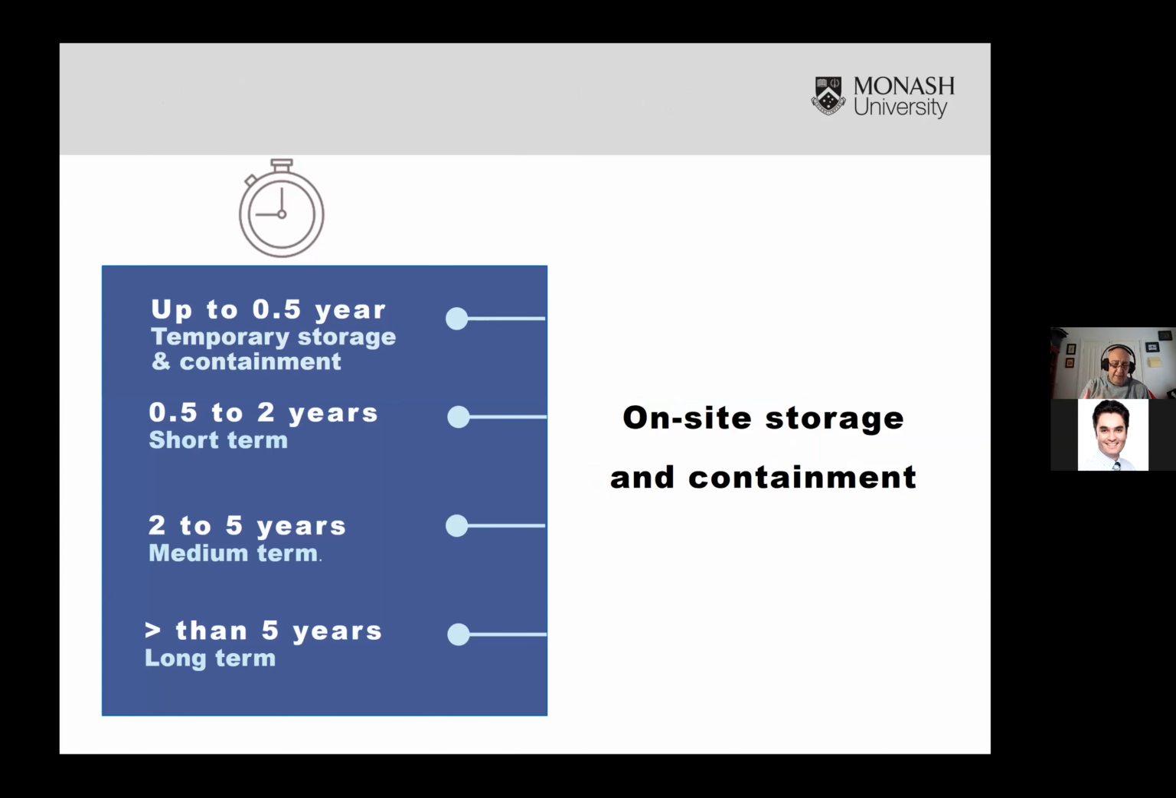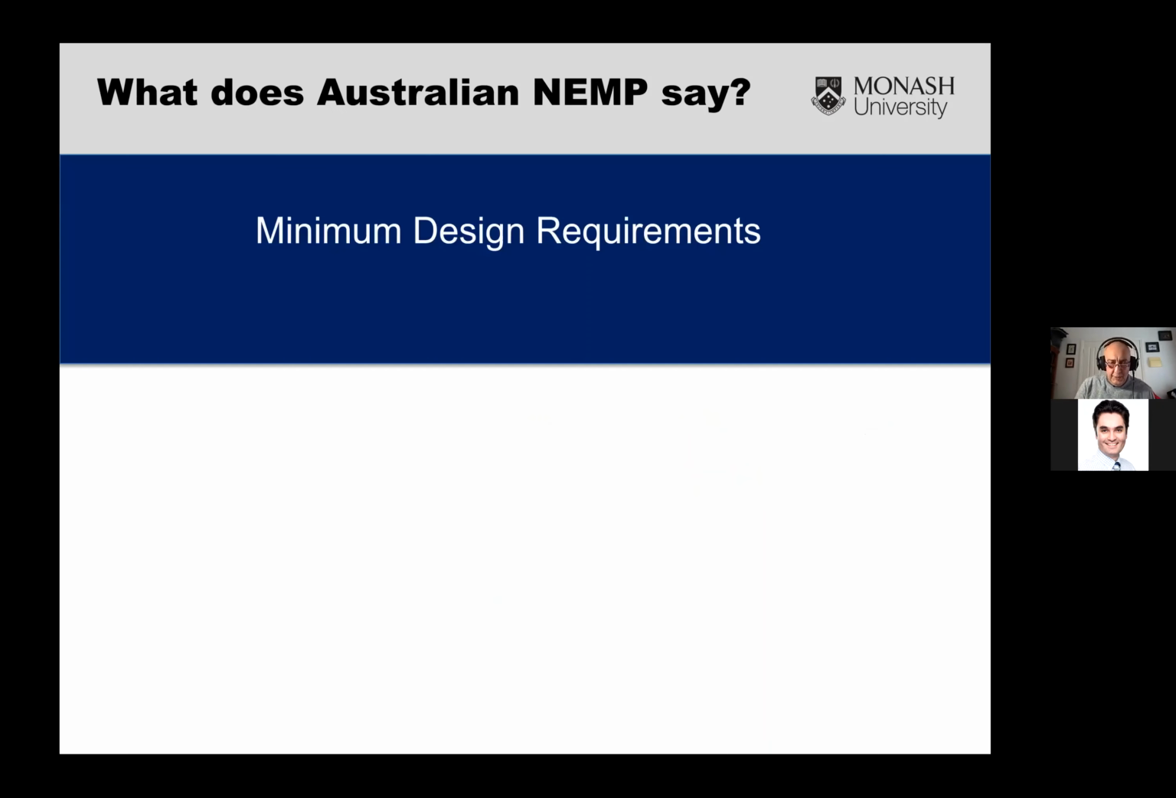So you can have storage and containment facilities operating for up to 6 months, or they can be much longer in terms of time, and therefore they can be of long-term purpose, more than 5 years, for example. But nevertheless, whether it's a short storage or long storage, they need to be protective of the environment. And we do have some sort of guidance in the country through the National Environment Management Plan for PFAS. And what does this guideline say about these on-site containments?